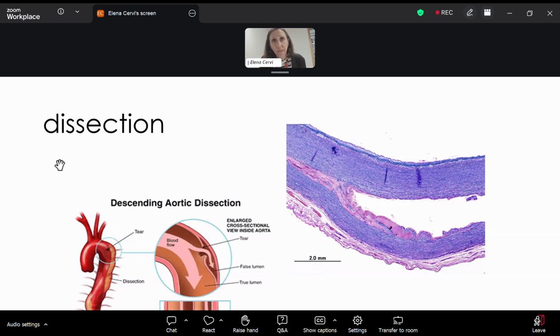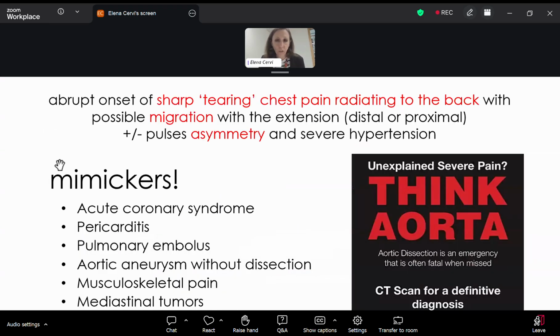There is a tear, and then the pathology is driven by the blood pressure. The classification is based on where the tear happens and what the propagation is. And the symptoms will be very much related to what organs are involved, so if there is a loss of flow to any organs and systems that are involved in the dissection.